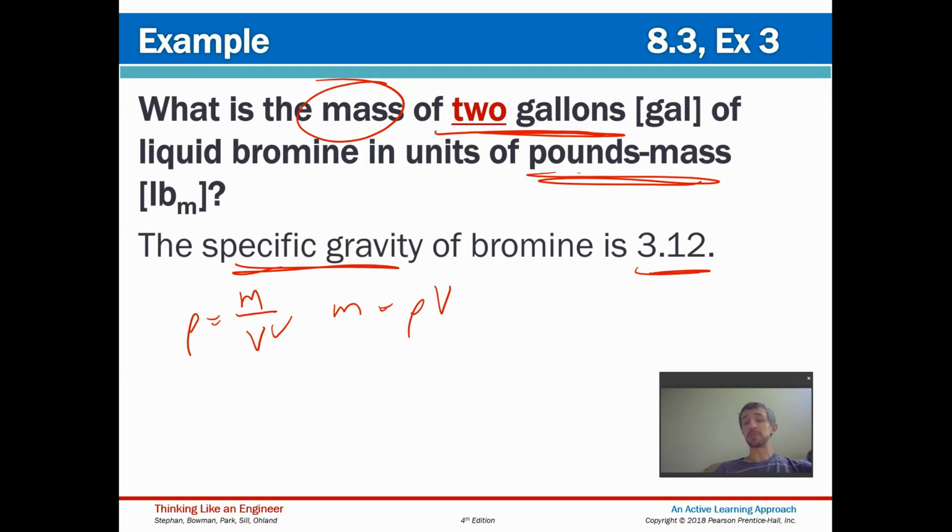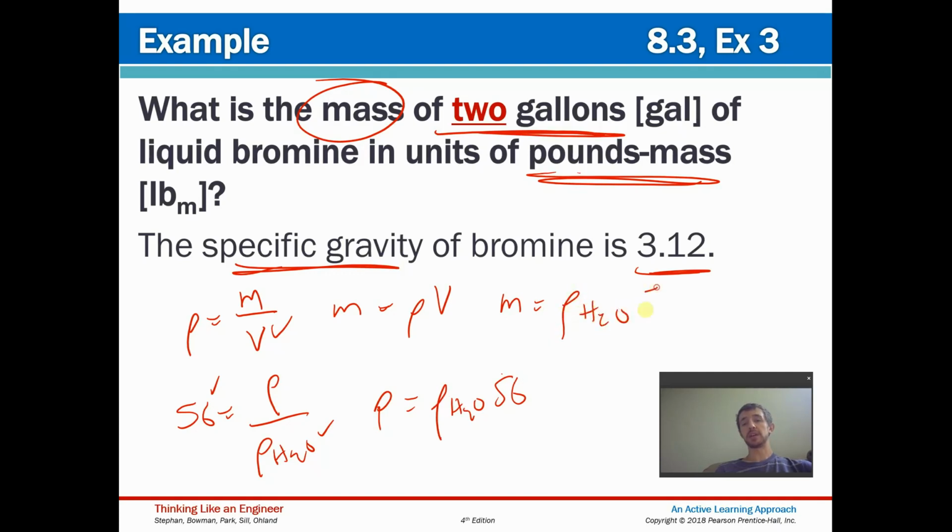Now the second thing it gave us was specific gravity. So write that out. Specific gravity is equal to the density over the density of water. Okay, we know the density of water, we know specific gravity. We can solve for the density. So let's rearrange that. Density is equal to density of water times specific gravity. So once I can plug all of that in, what I get is the mass is going to be equal to the density of water times the specific gravity times the volume, which is 2 gallons at this point.